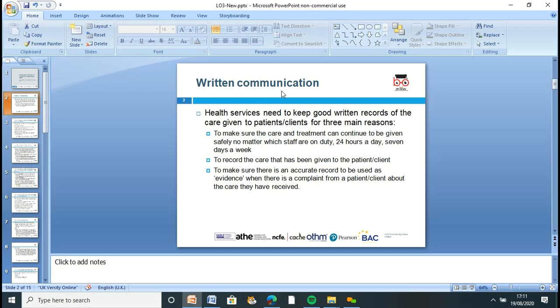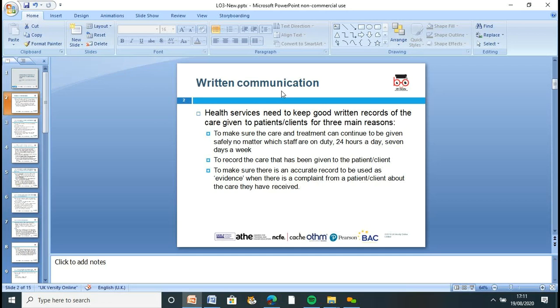So, on to communication skills for health and social care. Learning outcome 3: be able to communicate information in writing. For written communication, health services need to keep good written records of the care that is given to patients and their clients for 3 main reasons.